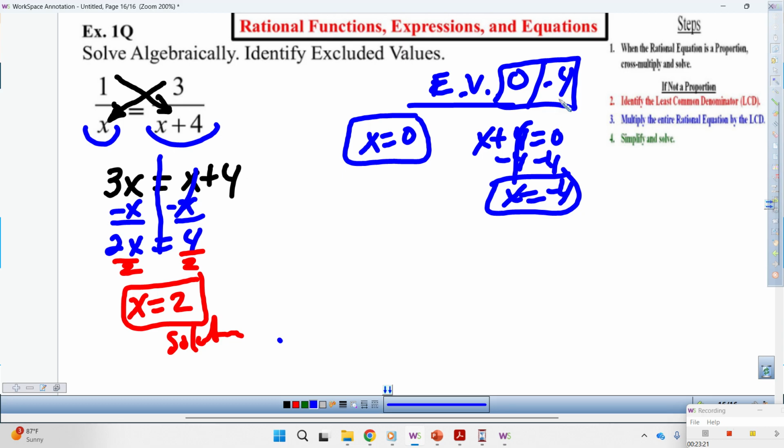Hands up if you got that by yourself. All right. So now, are any of the excluded values part of the solution? No, so we don't have anything to worry about. Send me your notes, please.